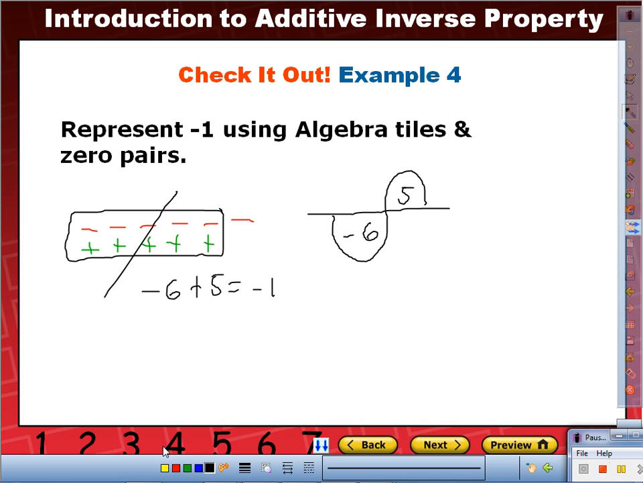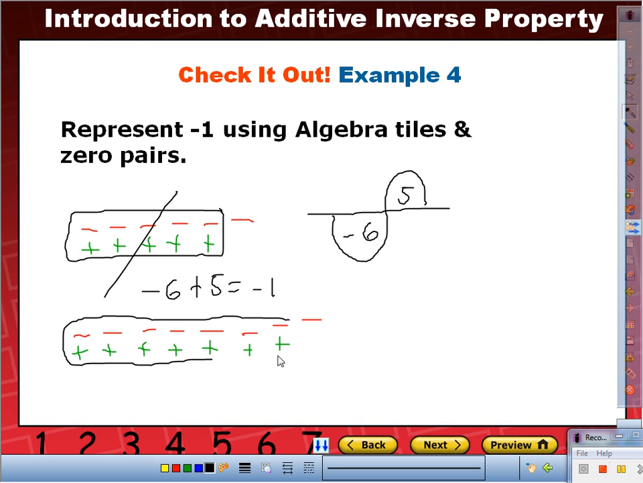Aidan, what did you guys write? How many negatives and how many positives do you have in front of you? 8 negatives. 1, 2, 3, 4, 5, 6, 7, 8. 7 positives. 1, 2, 3, 4, 5, 6, 7. And if we eliminate our zero pair, does this represent -1? Yes, do you agree with that? Yeah, right? In numbers, it's -8 and +7, and that is equal to -1.